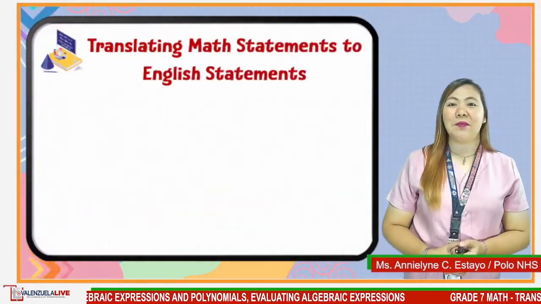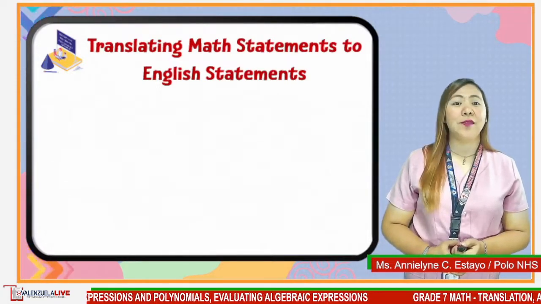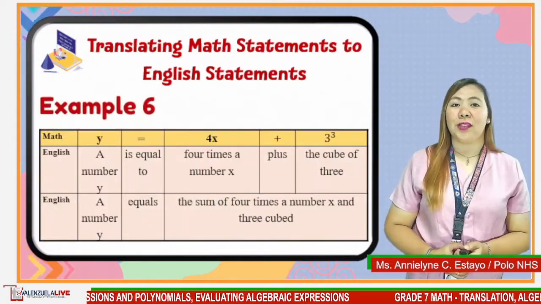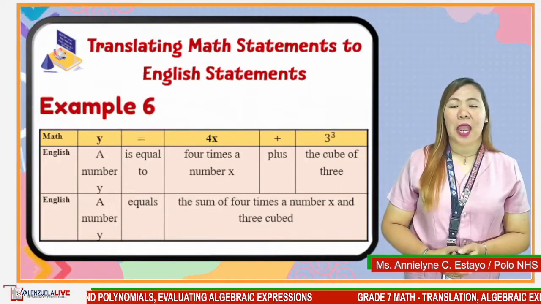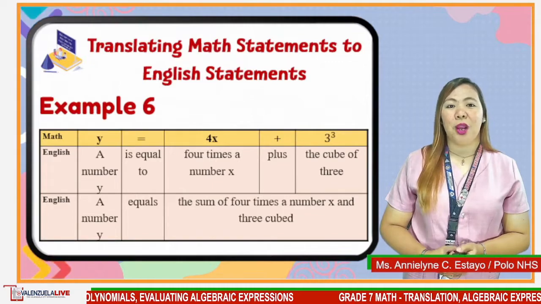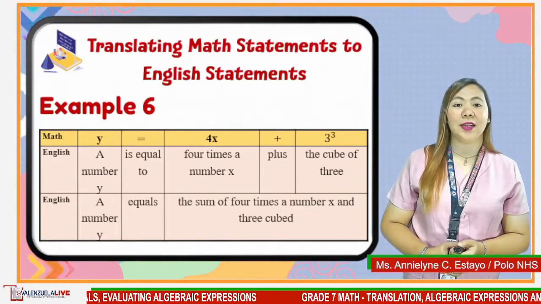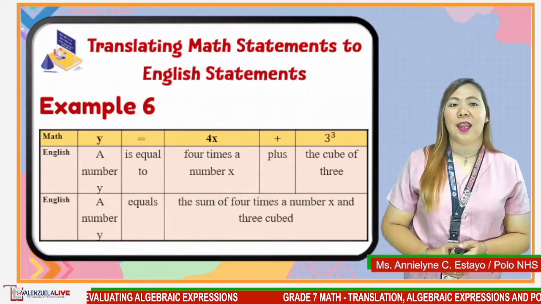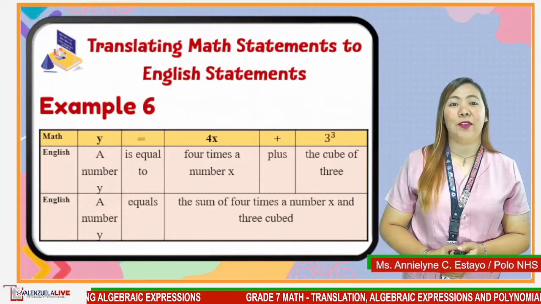In translating a mathematical statement into an English statement, we have several ways. For example, a number y is equal to 4 times a number x plus the cube of 3. Or the other way is: a number y equals the sum of 4 times a number x and 3 cubed.